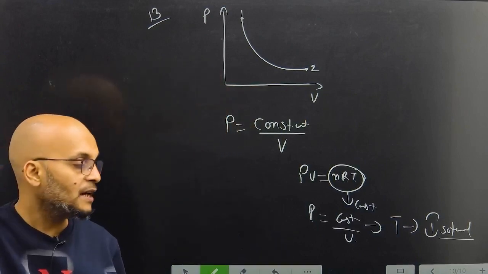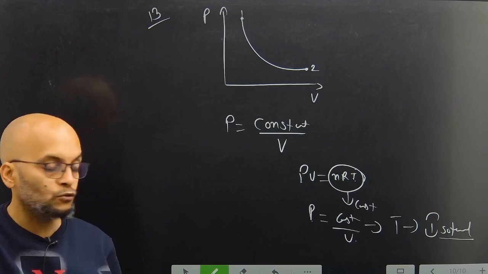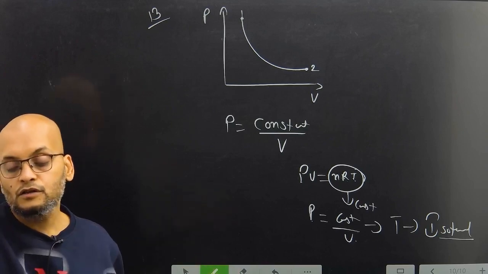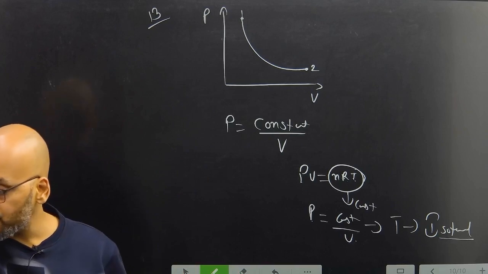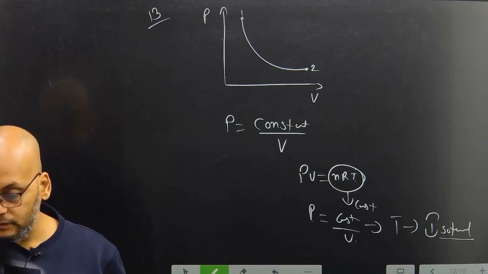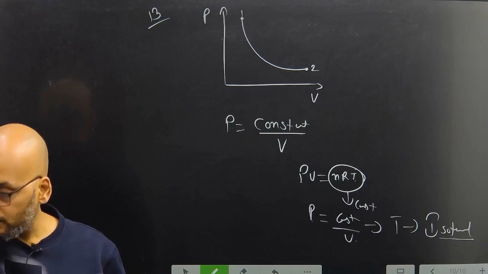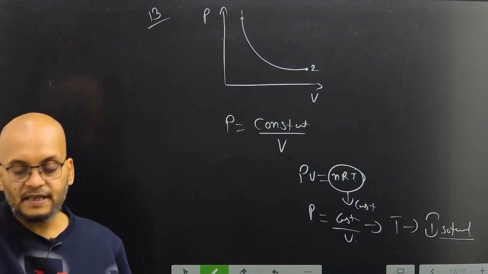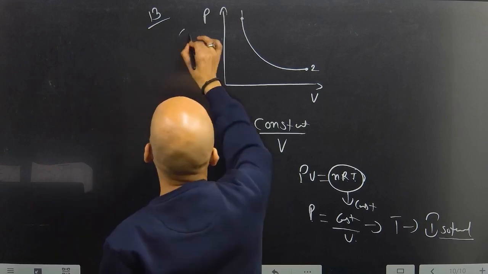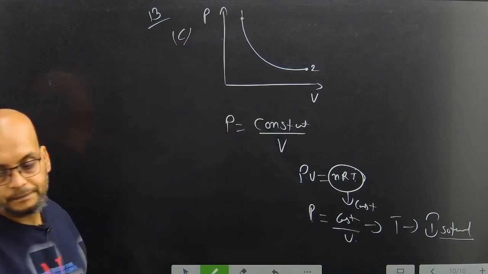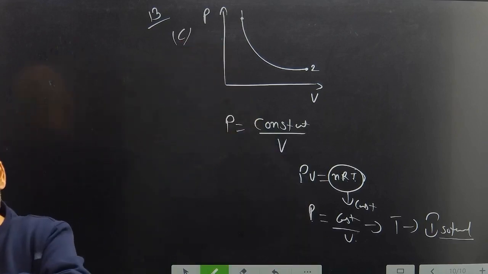And pay attention to the marking if you are moving from 2 to 1. So which option is it then? It is option C. Third graph, option C. Fine.